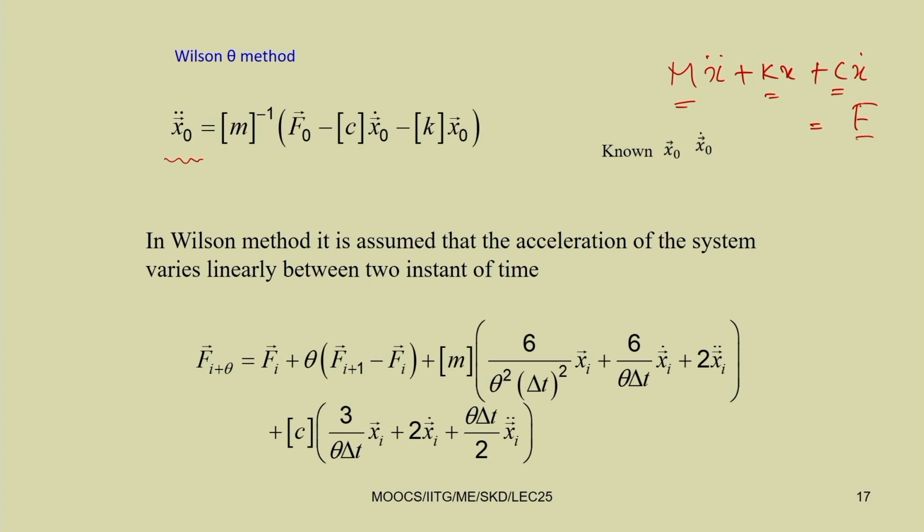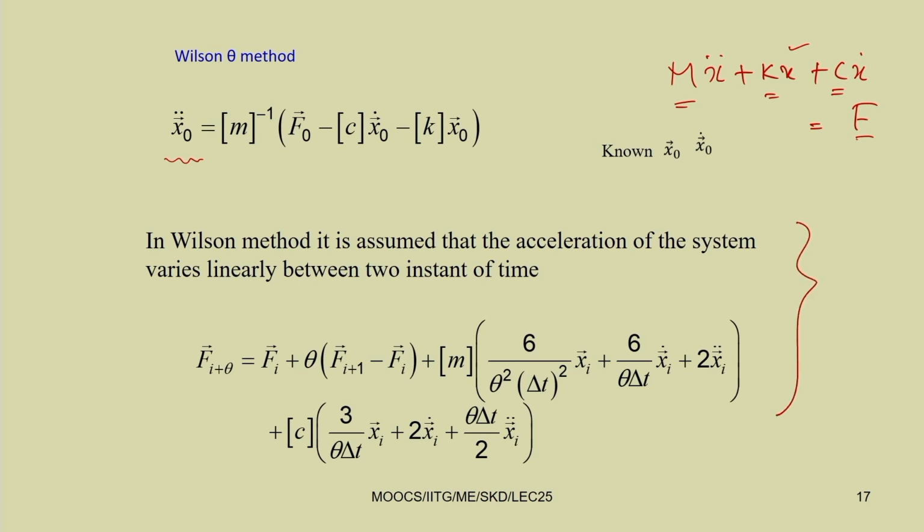In that case, initially by taking the k x and c x dot terms to the right hand side, we have m x double dot equal to f minus c x dot minus k x. Now, pre-multiplying by m inverse, we have this x double dot equation. Taking the initial conditions of x and x dot, that is displacement and velocity, we can use the Wilson theta method. Generally it is known as the Wilson theta method.